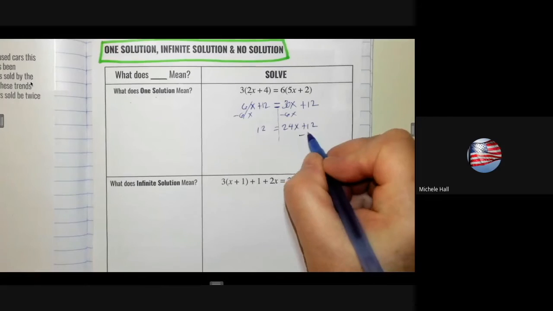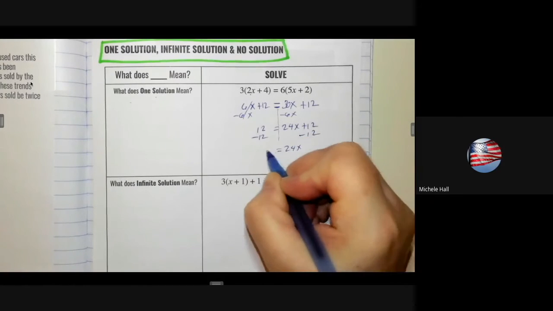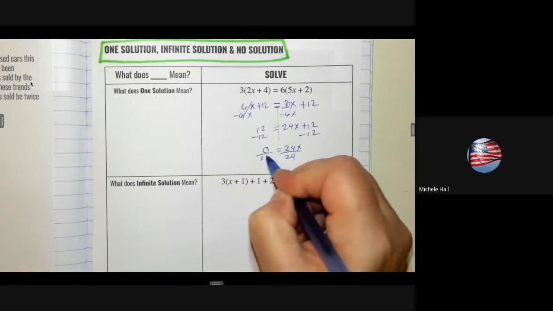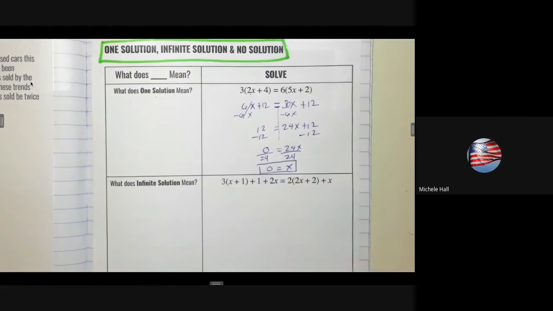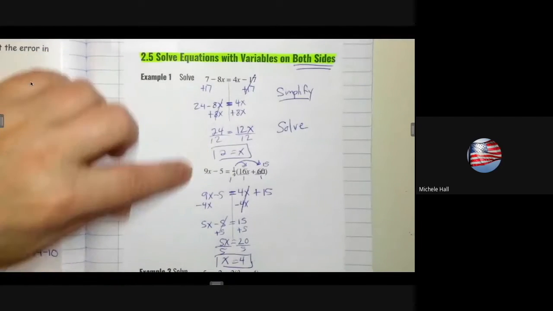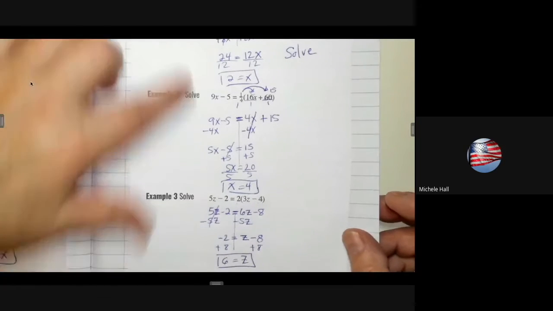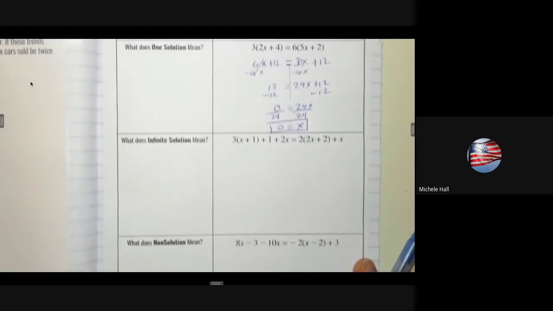I'm going to subtract 12, and I get 24x equals 0. And then divide by 24, and we get x equals 0. There's one solution. As we could see on the other page, one solution just means you're getting one answer. x equals 2, x equals 4, z equals 6. These are still one solution. Just because I get a 0 doesn't mean that's what I'm going to get every time it's a one solution.